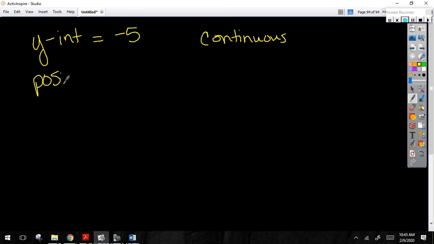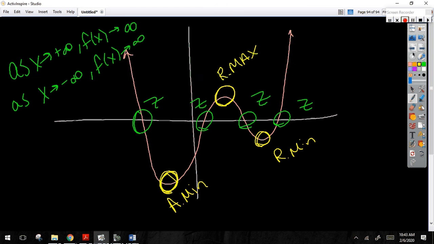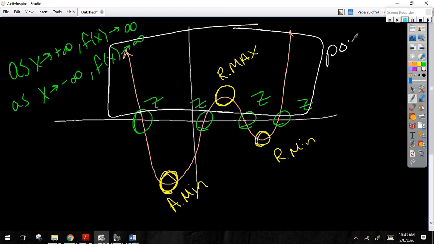Now, what do I mean whenever I say the function itself is positive? Above the x-axis is positive. Below the x-axis is negative. So if this was -1 and this was 1, we would say the function is negative between -1 and 1, because it's below the x-axis between those two numbers.